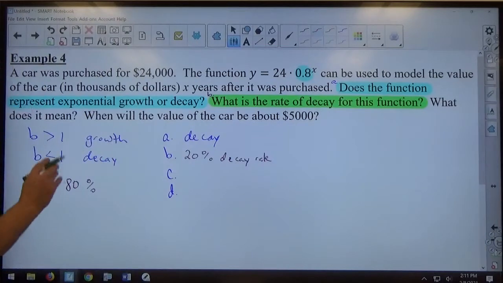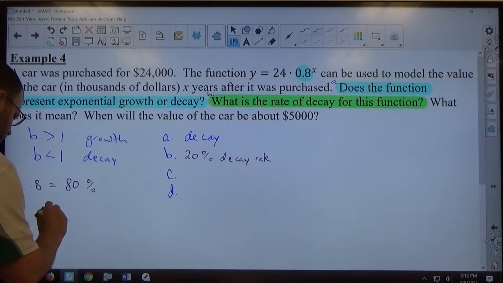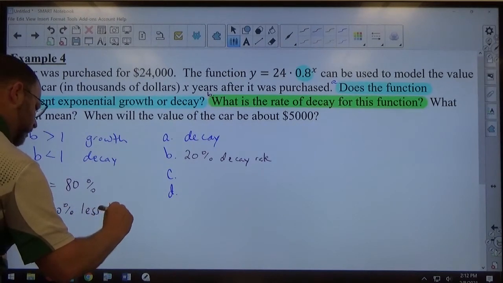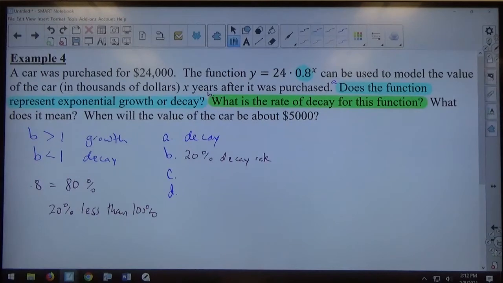If you look at the B value as a percent and just ask yourself, how is that related to 100? Plus or minus what? So it's 20% less than 100, which means it's a 20% decay rate. So again, whatever is being raised to the power, write it as a percent, and then ask yourself, how is that related to 100? If it's bigger than 100, it's a growth of that amount. If it's less than 100, it's a decay of that amount.